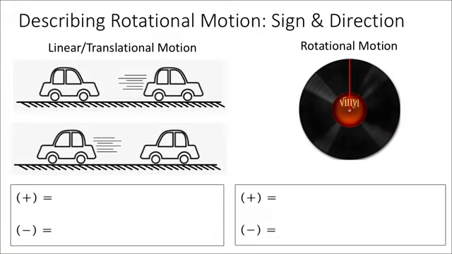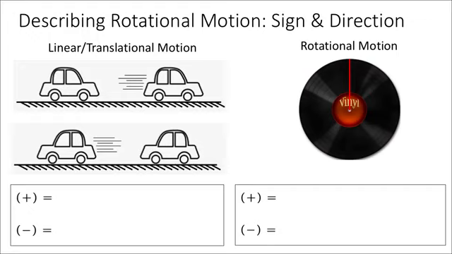Now that we've defined angular acceleration and angular velocity, it's important to understand what a positive and negative sign mean, as in the case of linear motion, positive and negative signs meant direction. And so we're going to see what direction looks like for rotational motion. We're not going to say left and right anymore.